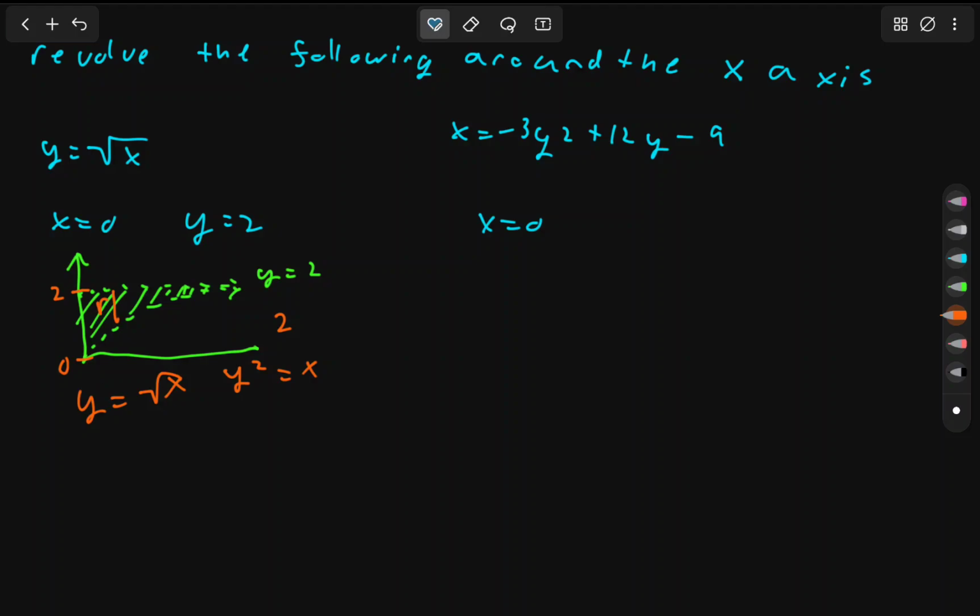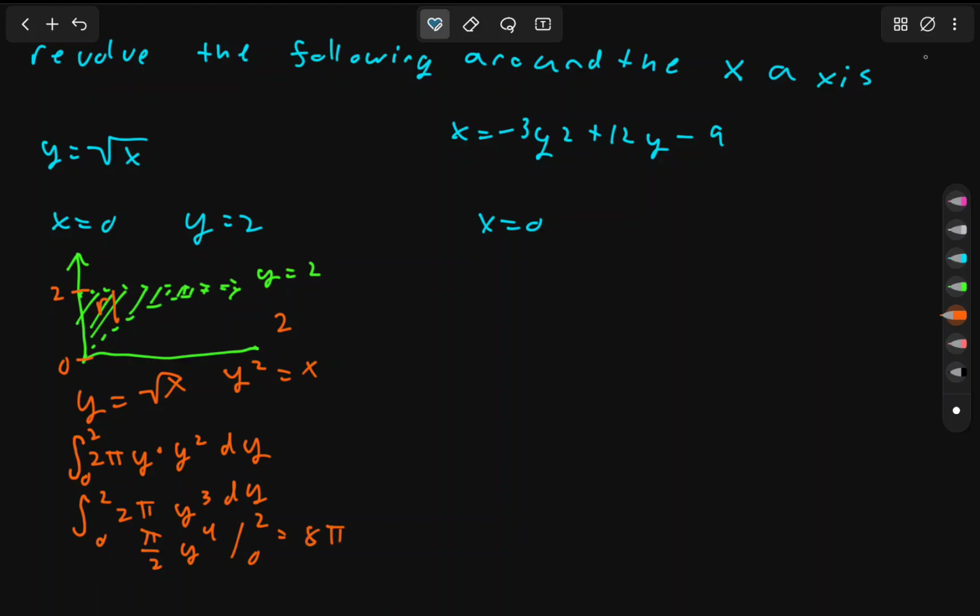Okay. So now we're going to say that this is going to be the integral of 2 pi from 0 to 2 of y times the function f of y, which is going to be y squared in this case, dy. Well, we have to now just simplify this using algebra, so we get 2 pi y cubed dy. Integrating this, we will get pi divided by 2 times y to the 4th evaluated from 2 to 0. 2 to the power of 4th is 16, divided by 2 is 8. So we are going to get 8 pi for our answer, I believe.